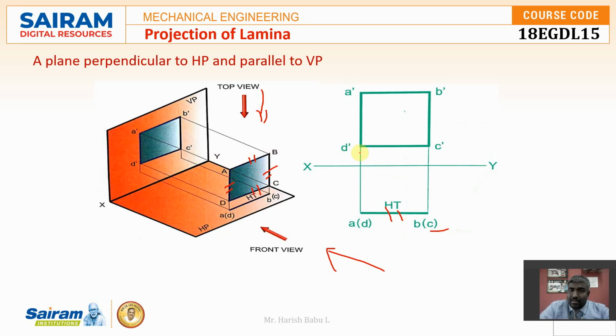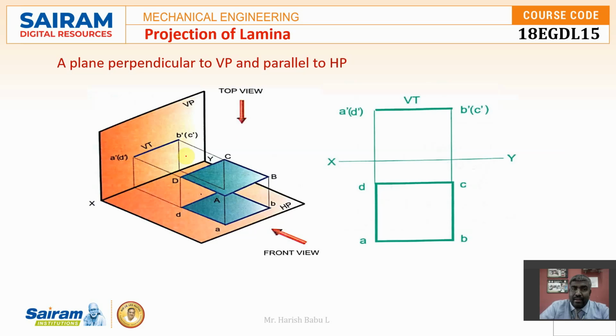So maximum number of times in the projection, they're going to see either it is resting on HP or VP. So that will be the condition they're going to get. So coming on to the second condition, when the plane is perpendicular to VP, parallel to HP.